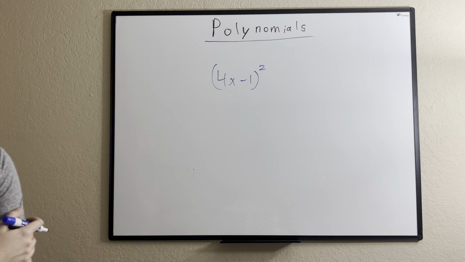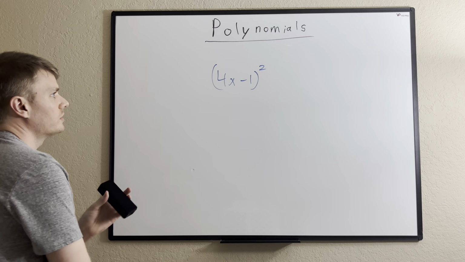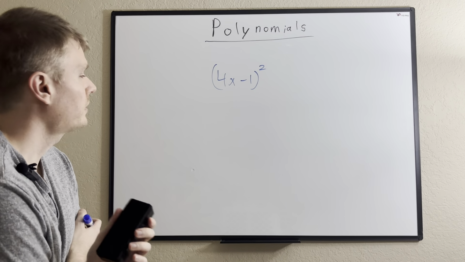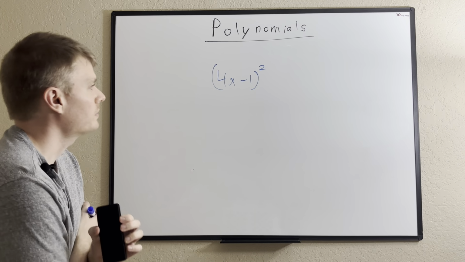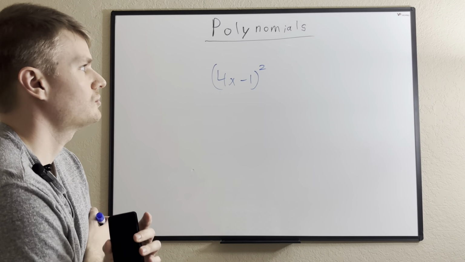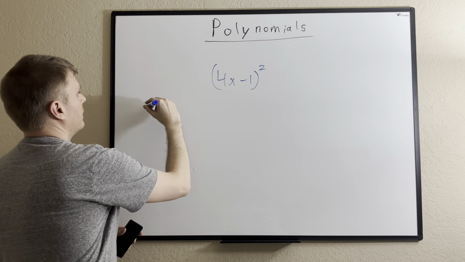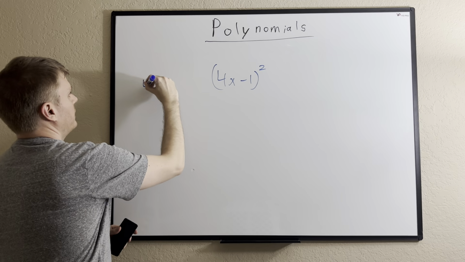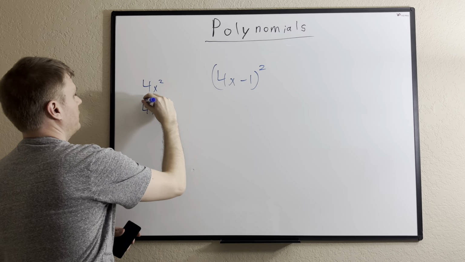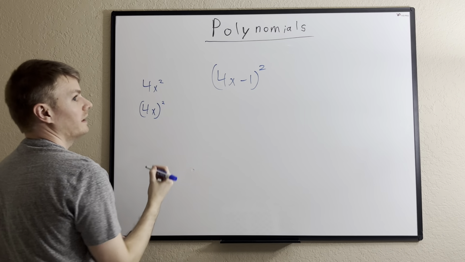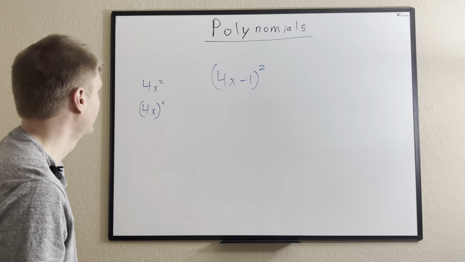Anyhow, what do we do here? Well, what is an exponent? It's just taking whatever you've got and multiplying it by itself, right? So this is something that people struggle with because we need to know the difference between 4x squared, 4x quantity squared, and 4x minus 1 squared.